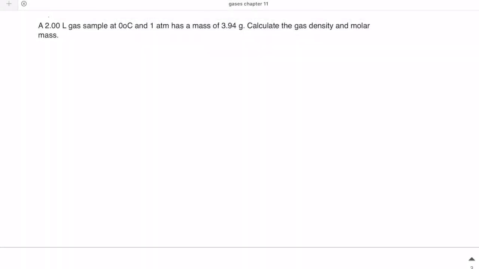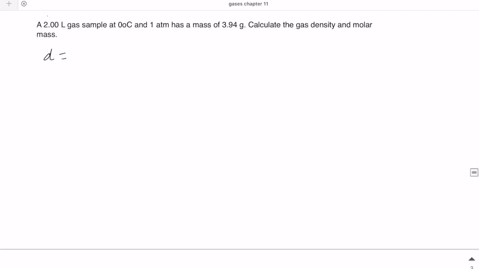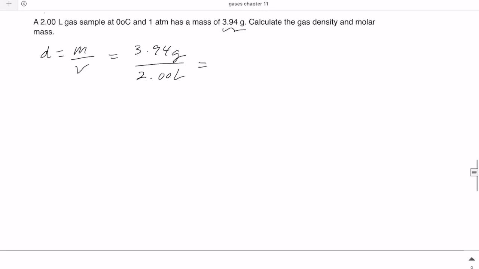Let's work out this example: a gas sample at 0 degrees Celsius and 1 atmosphere with a mass of 3.94 grams, and they want you to calculate the gas density and the molar mass. So density, just like anytime you calculate it, requires you to divide the mass over the volume of the substance, and we're already given both those numbers. So let's do 3.94 grams over 2 liters, and our answer ends up being 1.97 grams per liter.